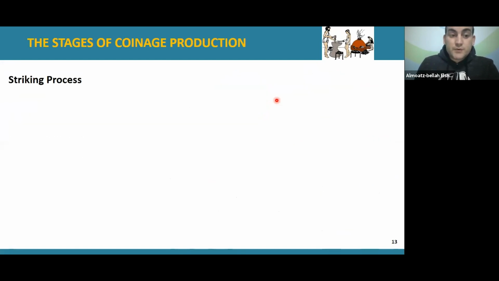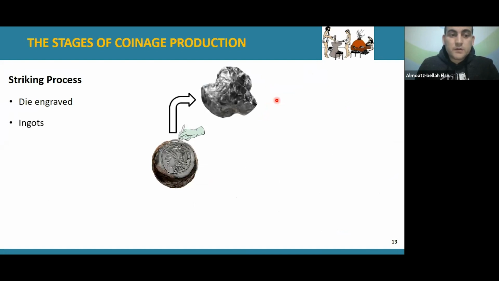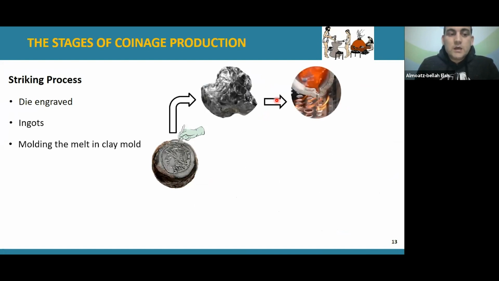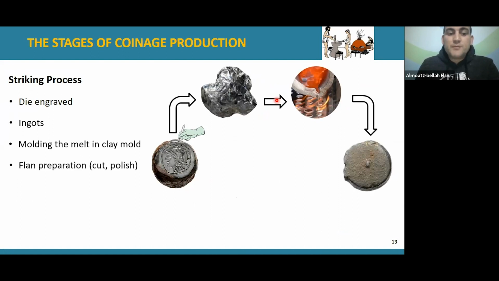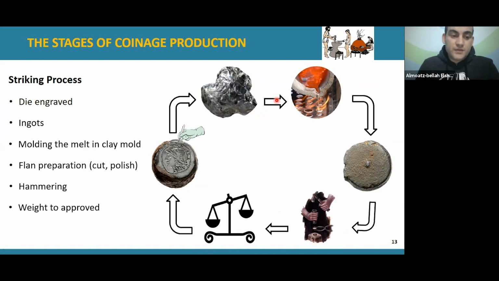For the striking process, you have to have the die engraved, ingots, melting, flan preparation like trimming or cutting or polishing, and then hammering. At the end, you have to weigh the coin for approval.